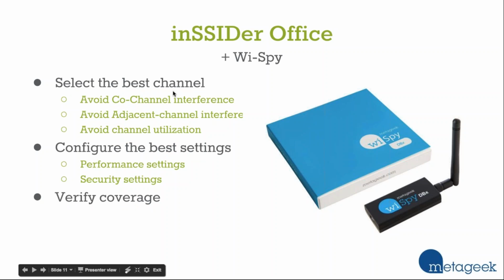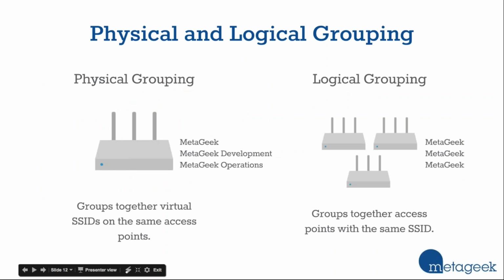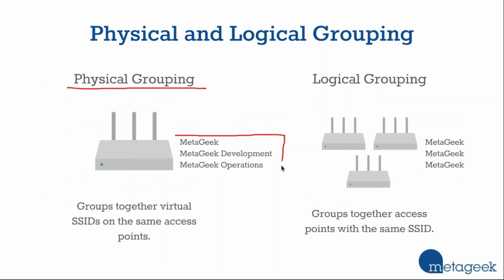One thing before we get into that, though: there's one thing that's pretty critical for you to understand about these tools, and this is true of both inSSIDer Office and it will be true in Chanalyzer later on, is that we group together access points in two ways. In physical grouping mode, we take all of the virtual SSIDs on your access point and we group them together as one item. It groups together virtual SSIDs on the same access point. And so that way we can look at individual radios on the access point instead of having to wade through whole bunches of SSIDs if you're using virtual SSIDs.